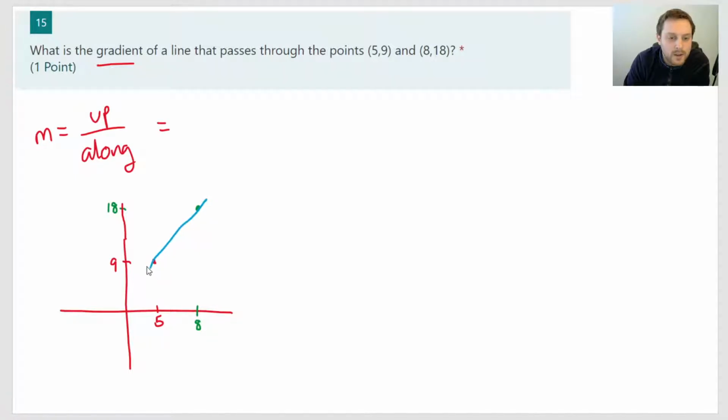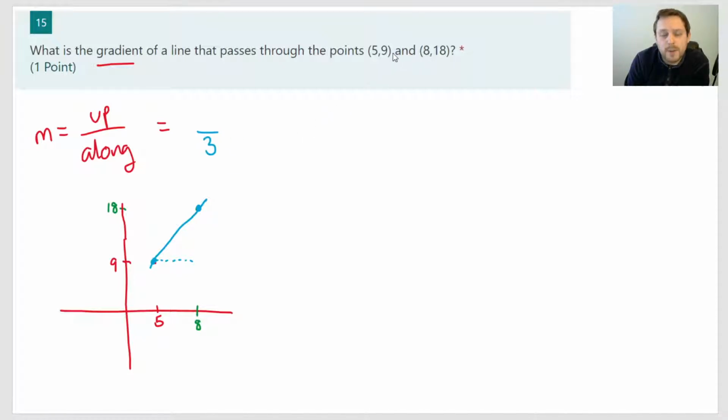It becomes a bit annoying, of course, if the coordinates are massive or decimals or anything. So the question is what's the gradient of this line, given that we had 5, 9 was a point on it, and 8, 18 is a point on it as well. Okay, well, you work out the along, which, by the way, you can just do without drawing anything, because what do you do to go from 5 to 8? Well, how far along do you have to go? Okay, so it's 3 along, isn't it?